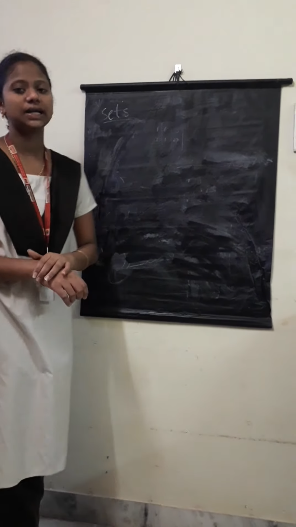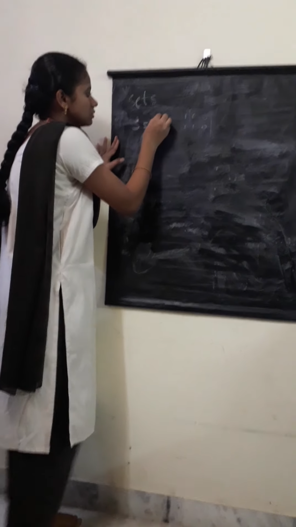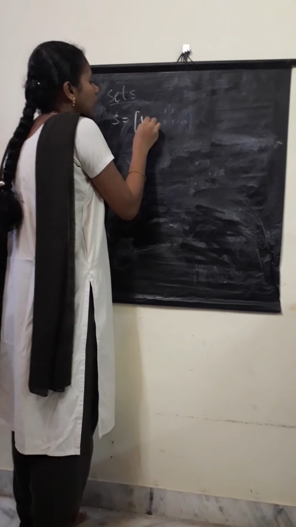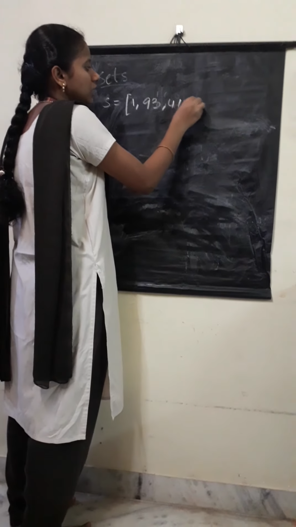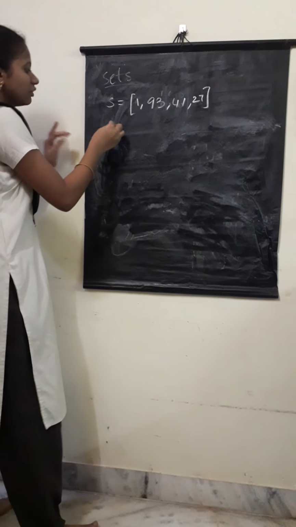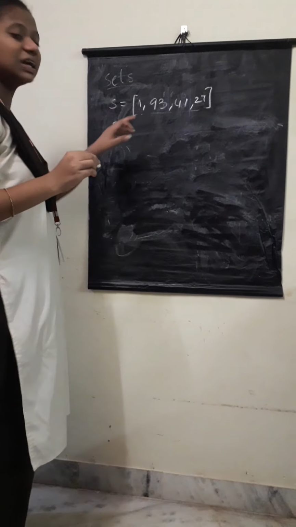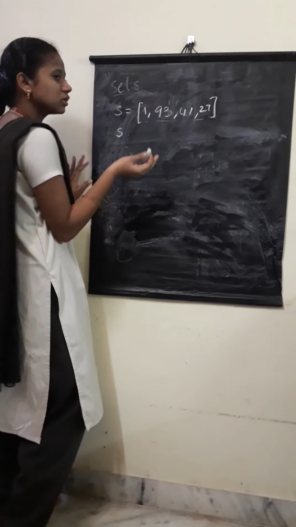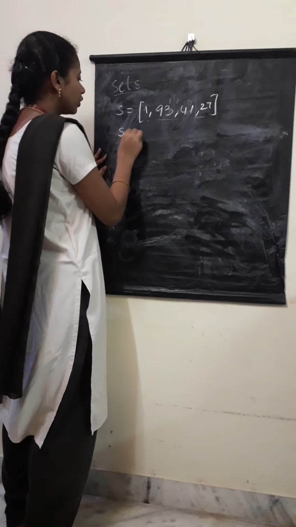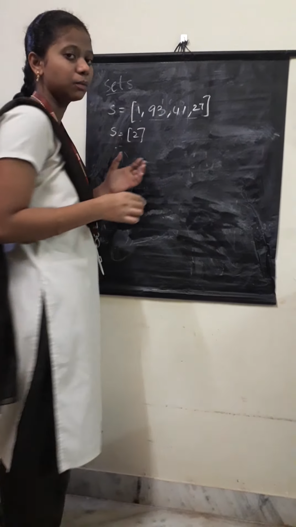Sets in data structures. Suppose S equals 193, 41 and 27. If we enter S, it will give all these values. In sets, indexing is not possible; a set will not have an indexing form. If we enter S of 2, it will give an error because in sets indexing is not possible.